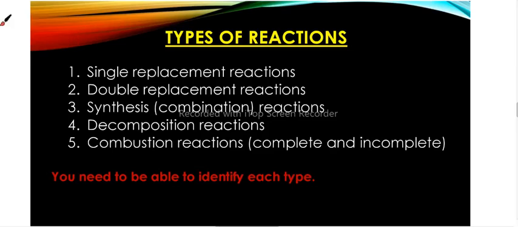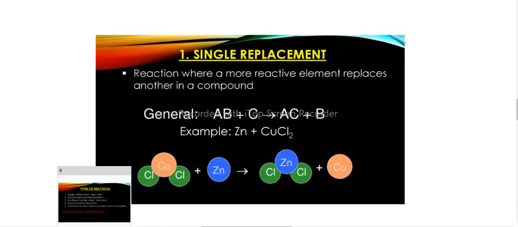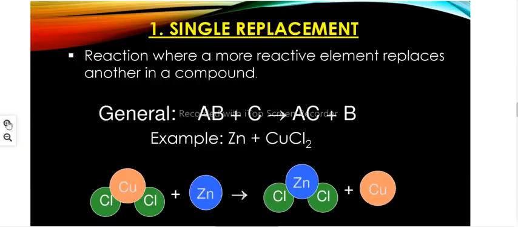Now I have the types of chemical reactions, so we're going to learn the types, so as to apply on how to complete and to balance. We have mainly 5 important types of chemical reactions. I have single replacement reactions, double replacement reactions, synthesis or combination, decomposition, and combustion, which is complete and incomplete. Of course, we need to be able to identify the difference between each. So let's start with the first type of chemical reaction, which is the single replacement reaction.